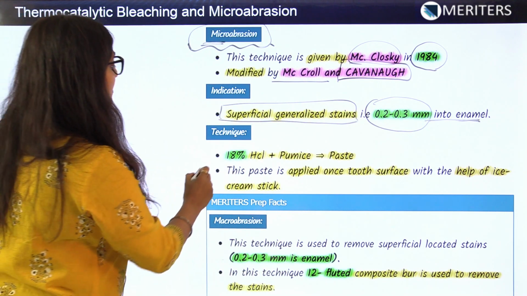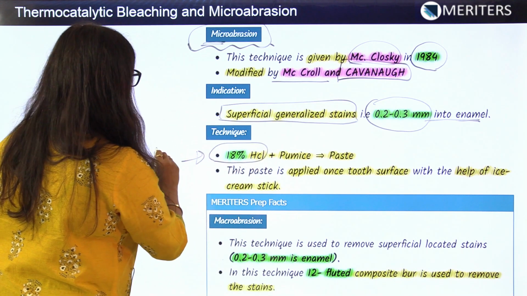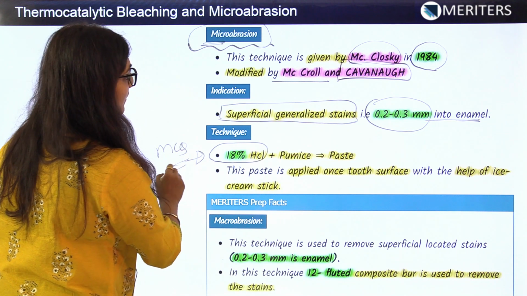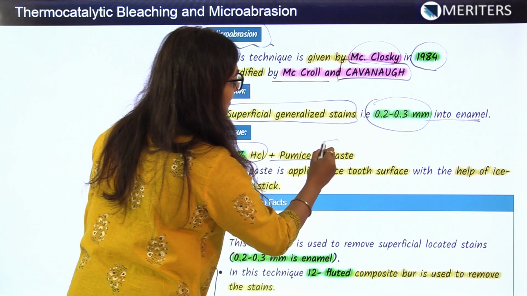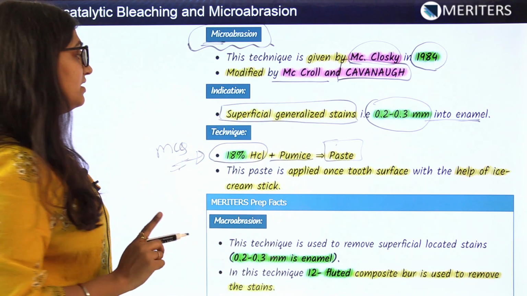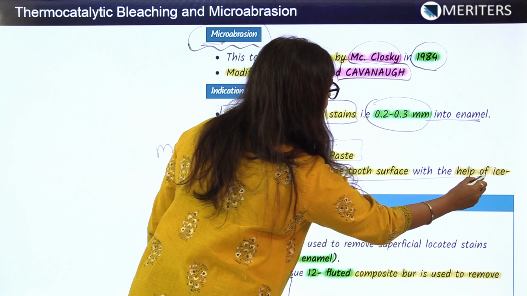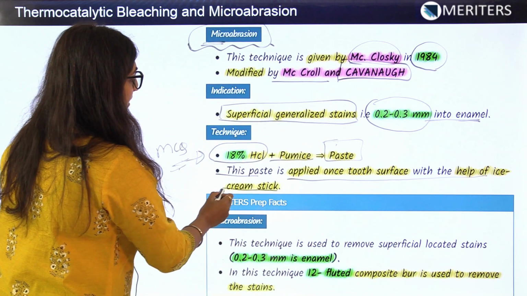This technique uses the agent 18% HCl. This is important, can be asked in the MCQ. So remember the concentration of HCl plus pumice in paste form. This is the agent used for the microabrasion technique. This paste is applied once on the tooth surface with the help of an ice cream stick.